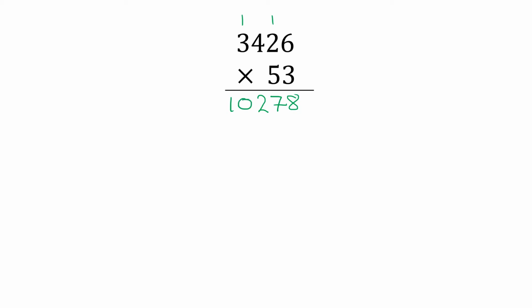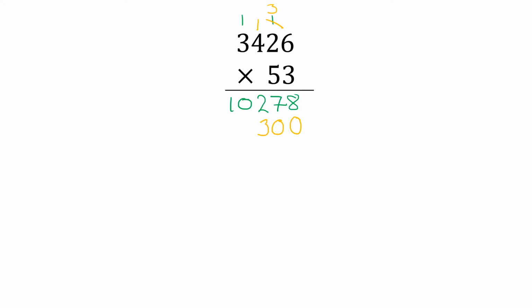Now we're going to do our 5. Before we start with the 5, we want to put down a 0 underneath our 8, underneath our 1's column, so that the first number lines up under the 10's column. And then multiply 5 times 6, which is 30. We'll write down the 0, carry the 3 on top of the 2. 5 times 2 is 10. 10 plus 3 is 13. So write down the 3 and carry the 1 above the 4.